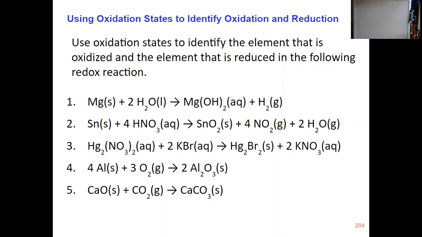So for each one of these, we will go through. Let me demo the first one for you on the whiteboard so we can look at this. We want to identify the element that is oxidized and the element that's reduced in the following reactions.